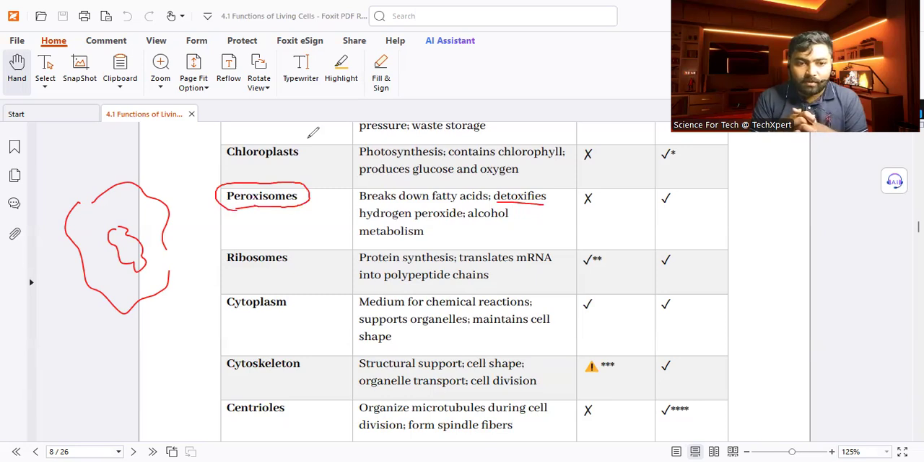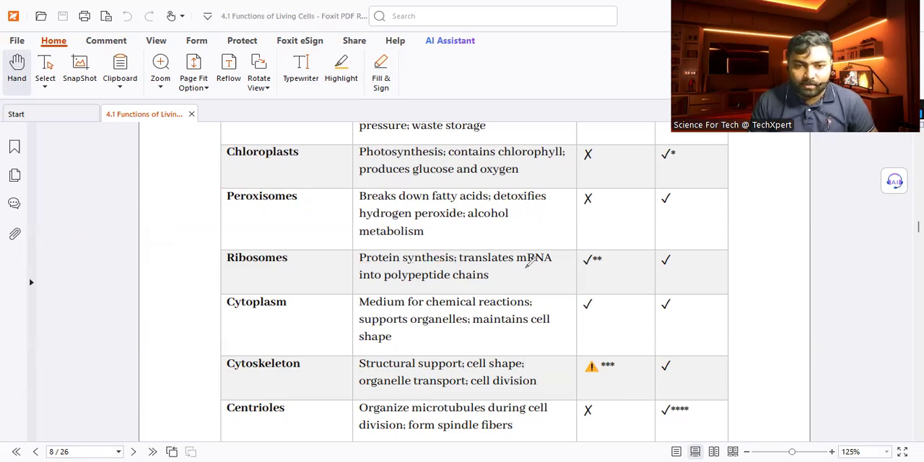Next one we have ribosome. The main function is protein synthesis, and it can translate mRNA into a polypeptide chain. That is not too important for you, but protein synthesis is very important.